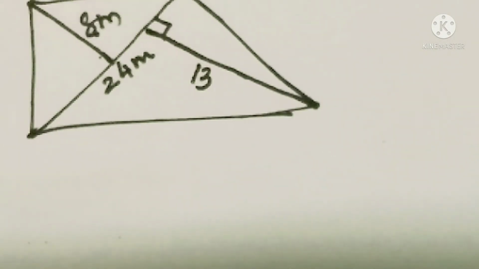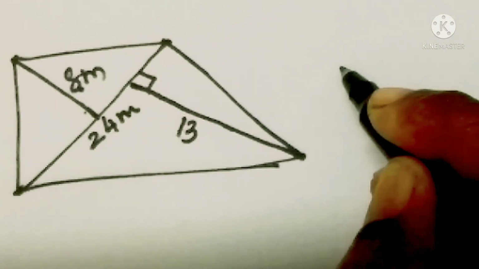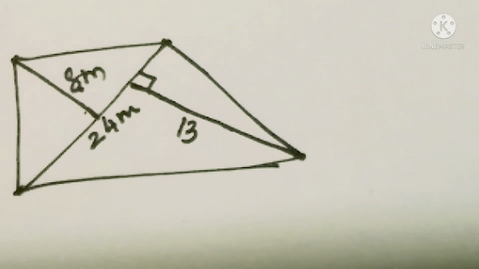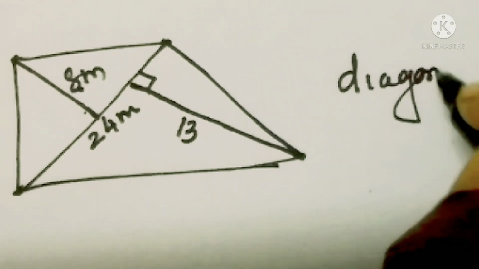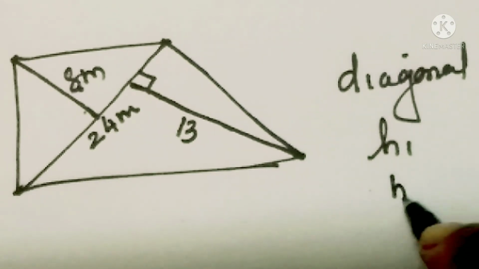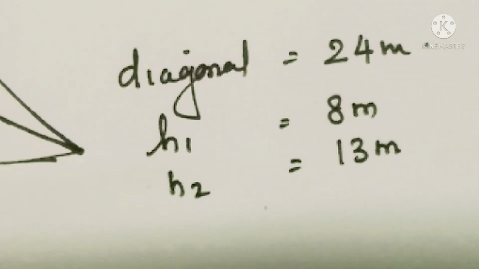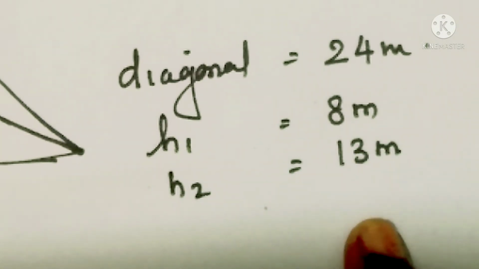So how to find the area of any quadrilateral? We have learned what is the area. For area, what do we need? We need one diagonal and two perpendiculars to them, that is two heights, corresponding heights. So diagonal is equal to how much? 24 meter. Height 1 is 8 meter and height 2 is 13 meter. See, diagonal is of 24 meter, height 1 is 8 meter, height 2 is 13 meter.